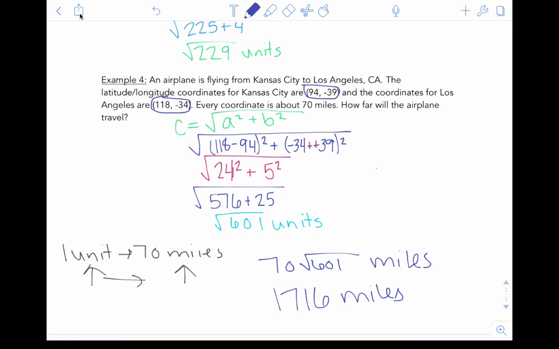The problem on the homework is very, very similar to this problem. So you should be able to work it out now. And then there's one other application problem where you're given a graph, and so you have to find the points on the graph, figure out what those coordinates are, and then you can find the distance between them using those coordinates. I don't want you just counting on the graph.